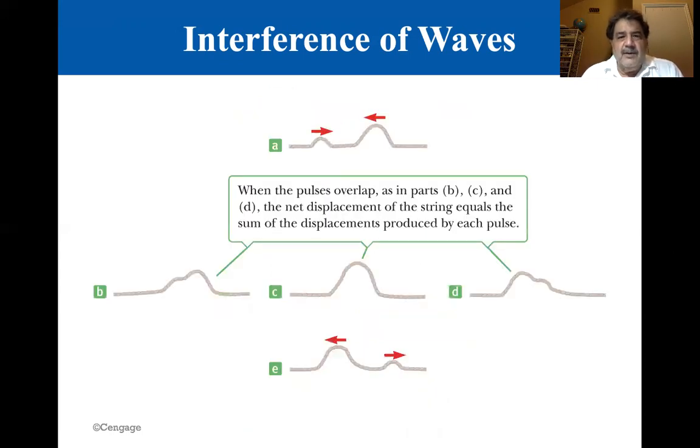Okay, here you have these two waves. In A, you have one going to the right and one going to the left. When the pulses overlap, as in parts B, C, and D, the net displacement of the string equals the sum of the displacements produced by each pulse. But once you get to E, the left going one continues with the same shape as before, and the right going one continues with its same shape.